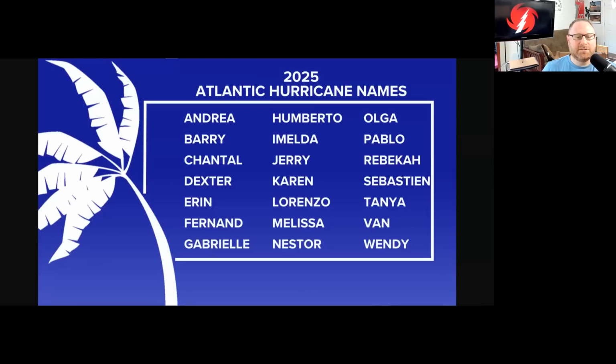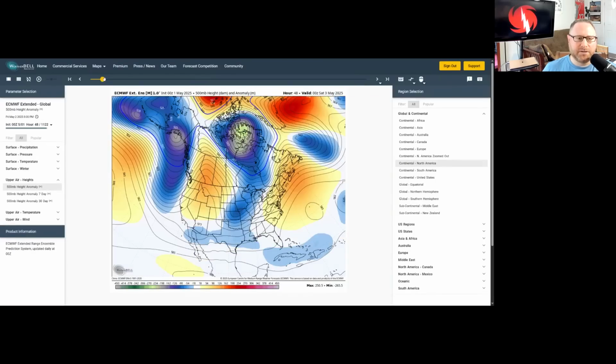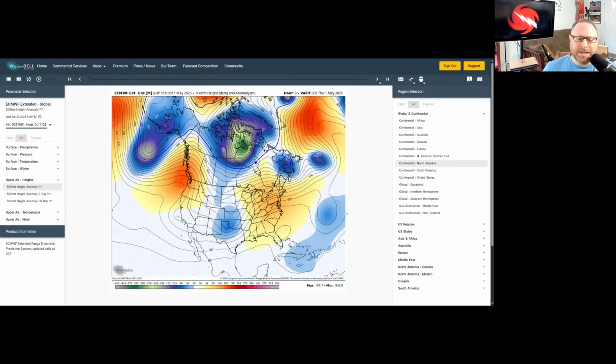Here's a look at what the upper-level pattern looks like now. And the reason things have been so dry in the southeast is that we've had this massive area of high pressure in place.